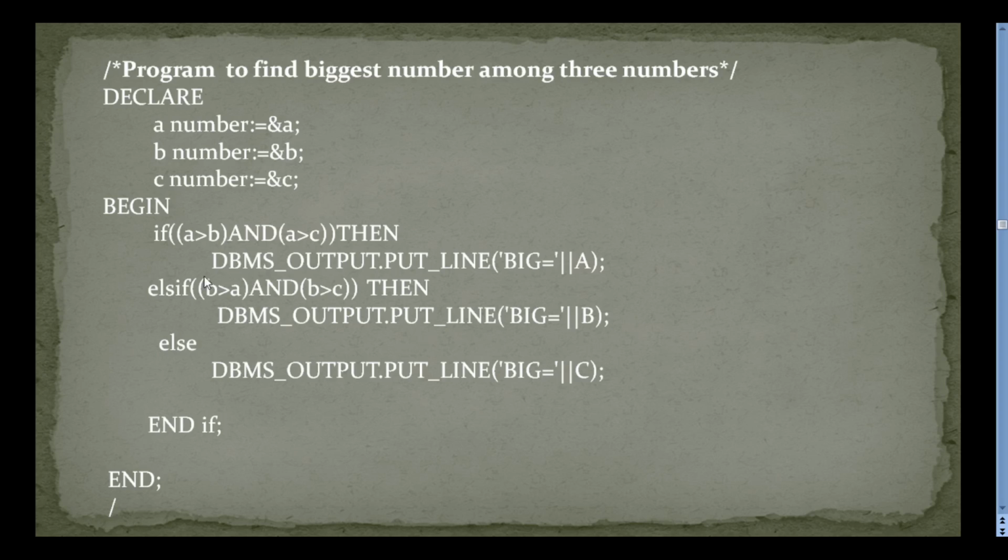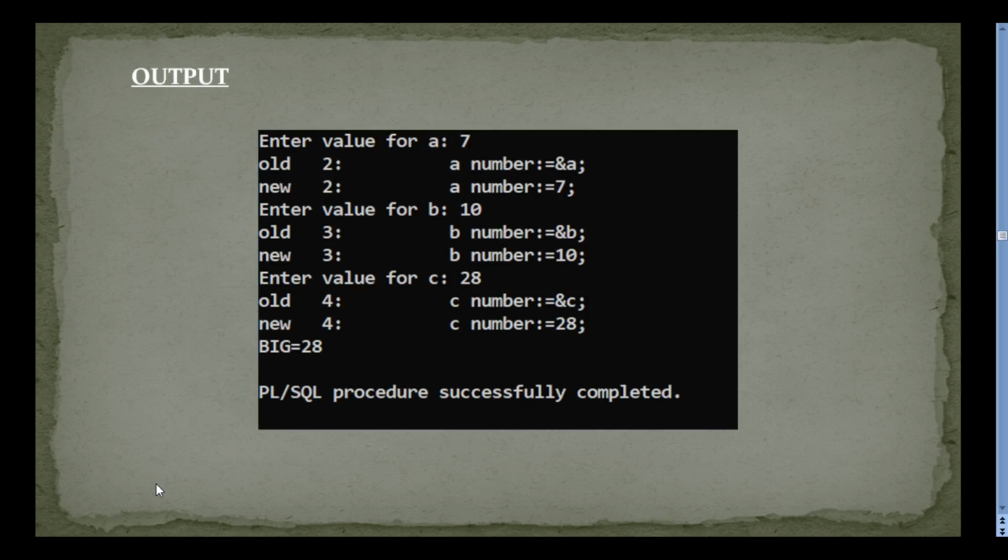Else, if A greater than B is false, A greater than C also false, and B greater than A also false, B greater than C also false, then automatically C is the biggest value. So else DBMS_OUTPUT.PUT_LINE big equal to C, and END IF. Just see this output. Enter value for A 7, enter value for B 10, enter value for C 28. So what is the highest value among these three values? 28. So it prints big equal to 28.